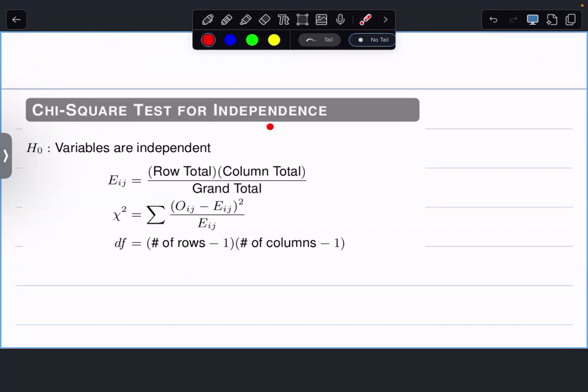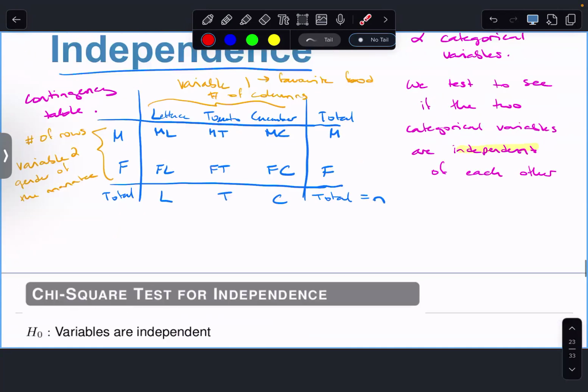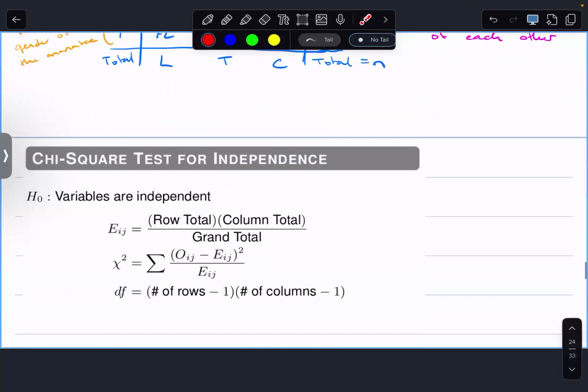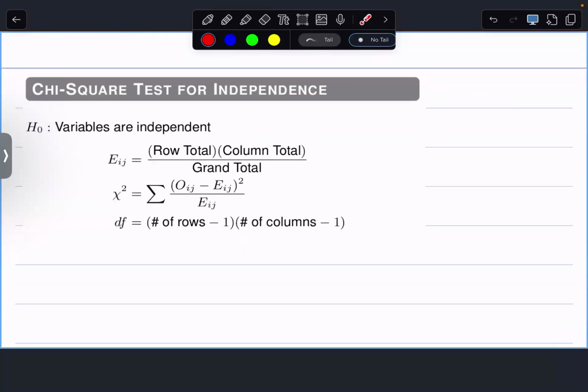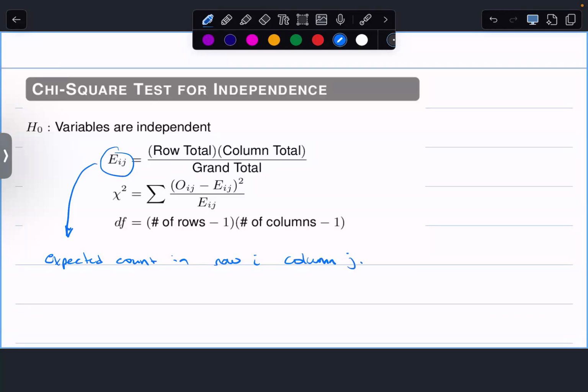The chi-squared test for independence on your formula sheet looks like this. Now, your null hypothesis is that these two variables are independent of each other. Obviously, the alternative is that they are not independent of each other, right? Which is what we said here. Fair enough. That's not the hard part. The hard part is finding the expected count in row I, column J. You're going to take the row total, times it by the column total, and divide it by your grand total.